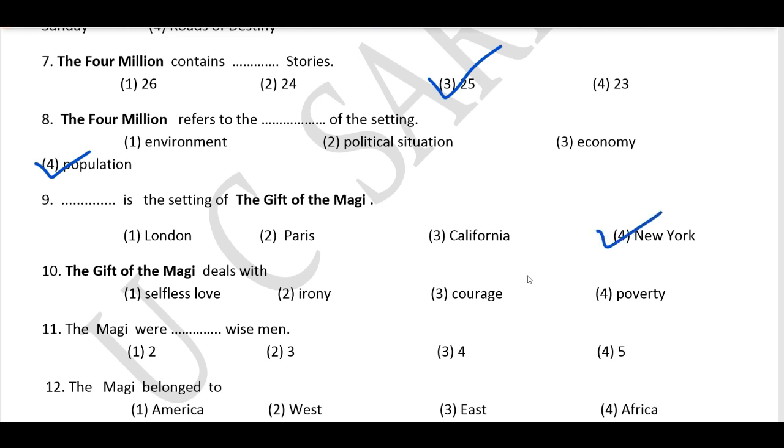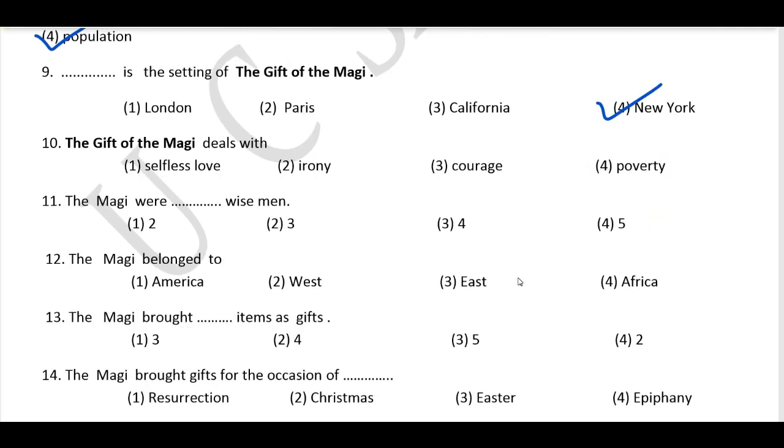Okay. Number 4. Then number 10, The Gift of the Magi deals with, that is the main theme. You know that the main theme of this short story is love and sacrifice. Actually, love prompts the main characters, Jim and Della, to sacrifice their most valuable things or their priceless things. That is the wristwatch and Della's golden hair. So, the option is selfless love. And sacrifice is also there, but it's not mentioned. So, selfless love is the correct answer.